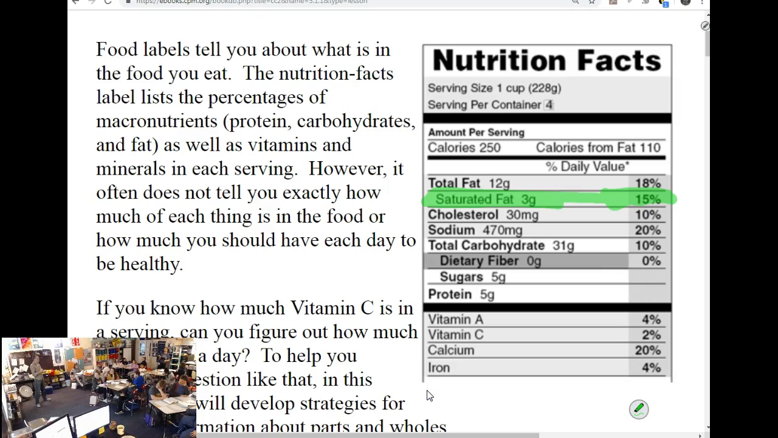If we were going to try to figure out how much saturated fat we're allowed to have in total for the whole day, how could we try to figure that out based off this food label? So talk with your team. Maybe jot down a couple ideas. If this Cheesy Mac has 15% of what I'm supposed to be able to have, and that's 3 grams, how could I figure out the grams I'm allowed to eat in total? Go for it. I'll give you a couple minutes.